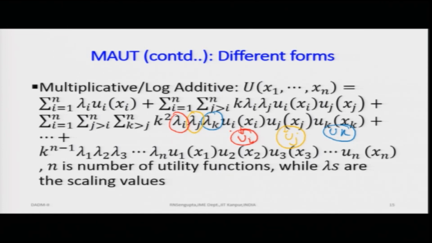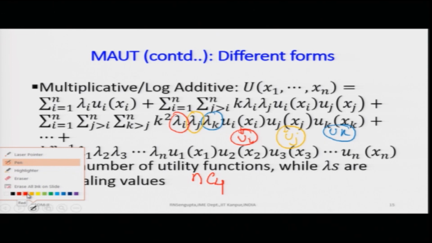If you can put the higher combination, it will be given. I am using the color red only as it is able to differentiate. So, it will be NC4 combinations. So, I will write in different colors now. So, these are the combinations NC4.